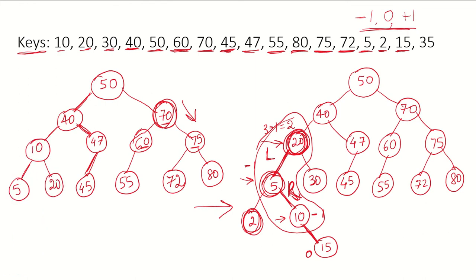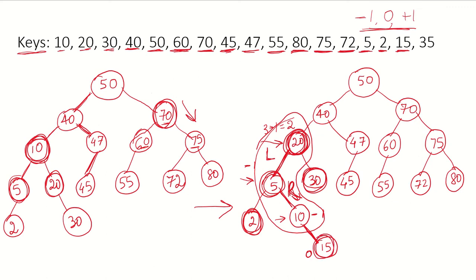So when an LR rotation is done using these three nodes, 10 will come here in place of 20. 20 will move down and 5 will be the left child of 10. Let's take a look at the other nodes. 30 was the right child of 20, so it remains the right child of 20. 2 was the left child of 5, so 2 is the left child of 5 again.